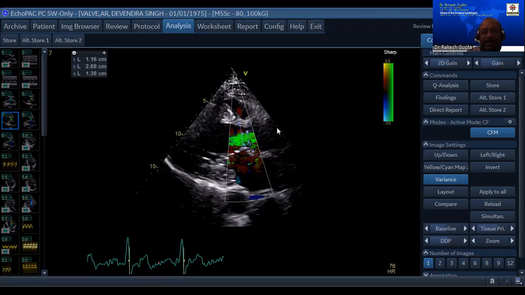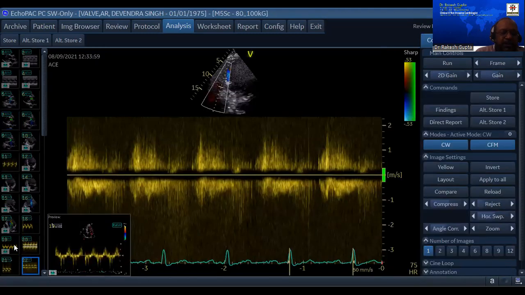With LV dilated, with these parameters, we come to almost a conclusion that these people are possibly having severe aortic regurgitation. One is jet width. Second is jet width over LVOT height. Third is vena contracta. Fourth is LV dilatation. What else? What the majority of people always do is pressure half time.